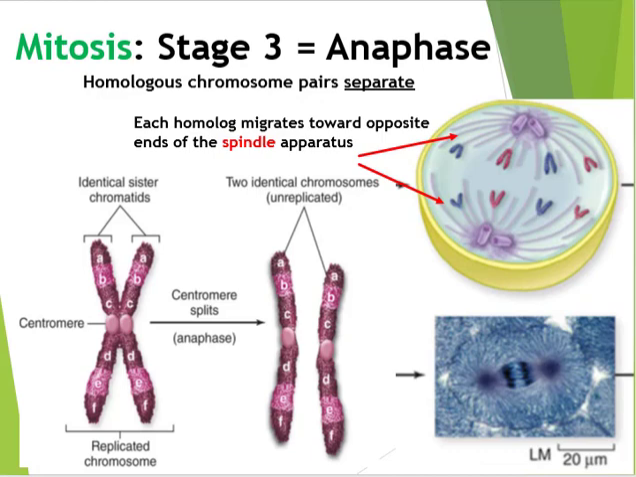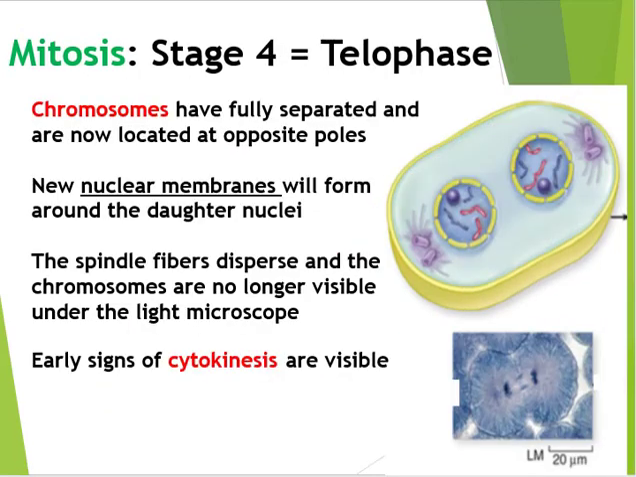In stage 3, anaphase, A is for apart, and you can definitely see the sister chromatids have been separated, and they're being pulled north and south, away from the equator. And in telophase, which is stage 4, T is for 2. This is where we begin to see 2 new nuclei being formed. The chromosomes have fully separated and are now located at opposite poles, and the spindle fibers retract, and the chromosomes are no longer visible under the light microscope.